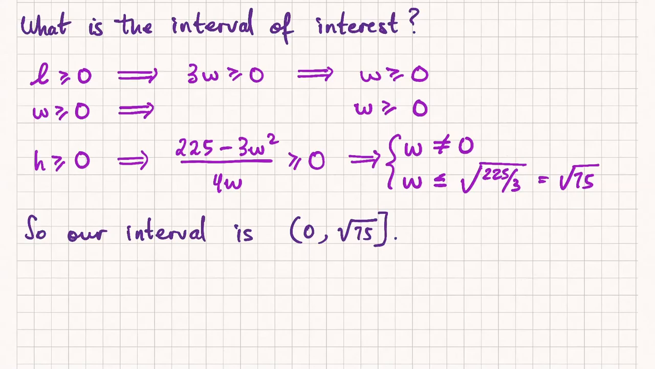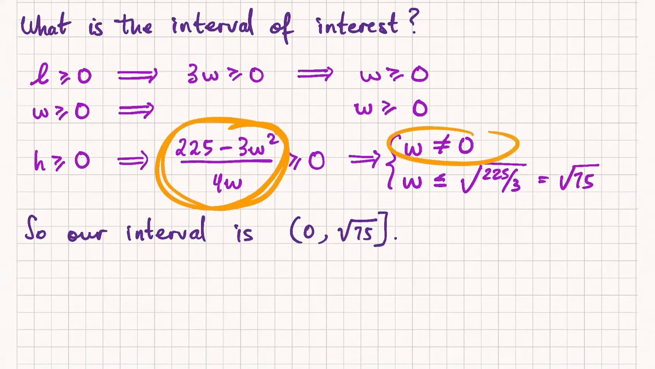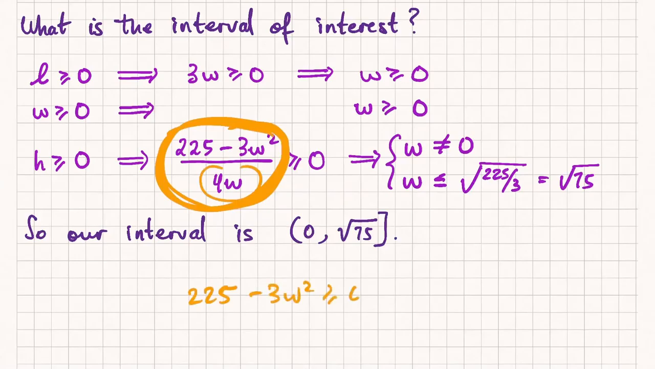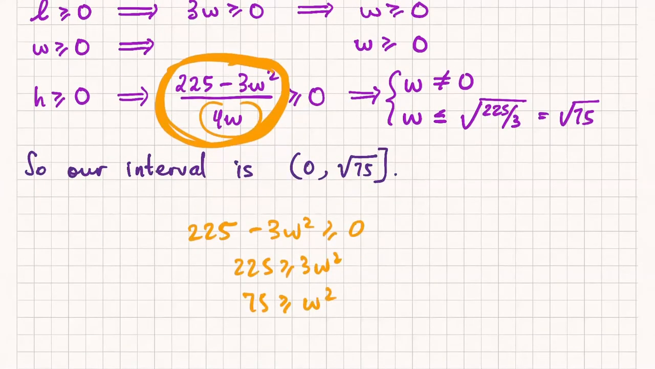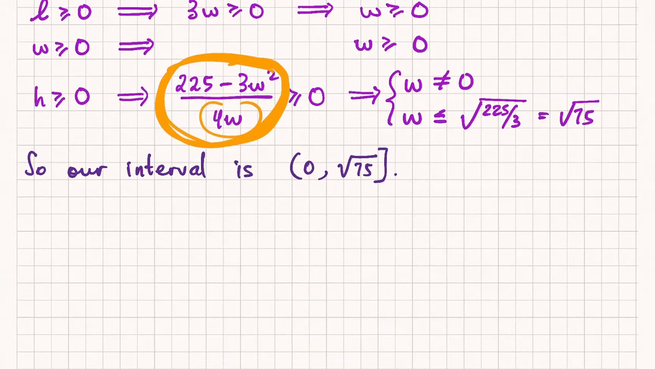So just to make very clear, this was the expression for H. And if I'm saying that H has to be non-negative, right? Length has to be non-negative. For this thing to be non-negative, first of all, you can't divide by zero. So W can't be zero. So that's why zero is no longer included. The second thing is, if you set this greater than or equal to zero, well, remember, W is positive. So you get 225 minus 3W squared greater than or equal to zero. And then this is just some algebra, right? Divided by 3, 75 greater than or equal to W squared, and then take a square root. Okay. So that's how we get that. The nice thing is W is positive, so you don't have to worry about switching the sign of anything.